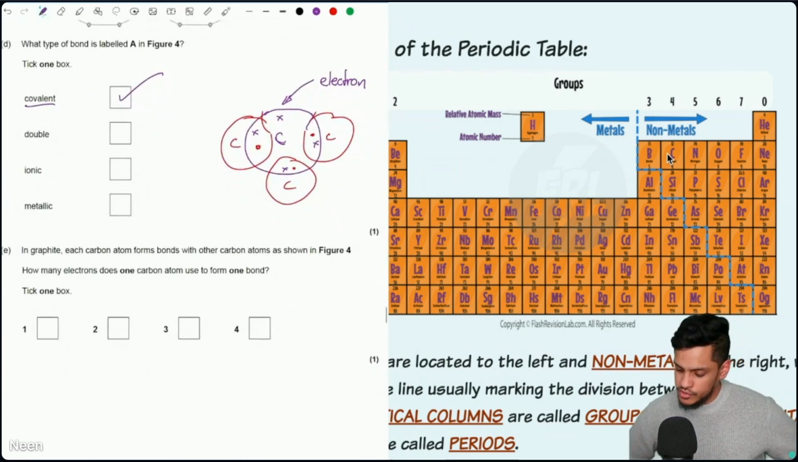The question is saying, how many electrons does one carbon atom use to form one bond? People would think it's 3, but it's not. It's asking for just one bond. This is one bond. This is one bond. This is one bond. So the carbon atom only needs 1 electron to form one bond. It's a trick question.